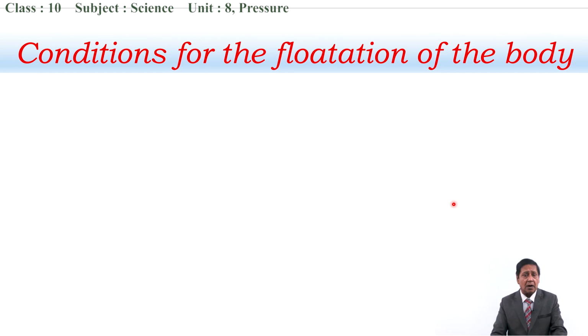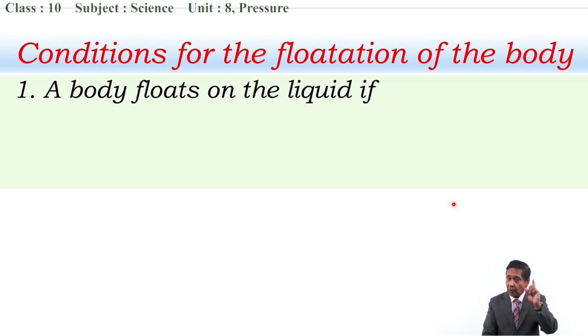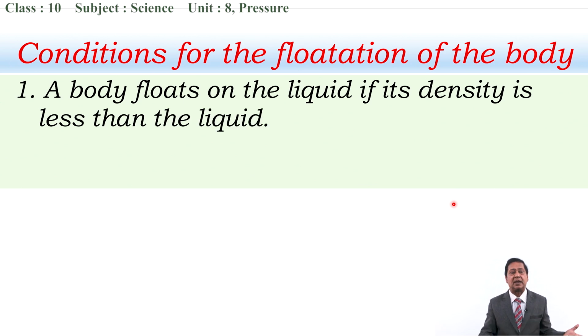In which condition does a body float on water or any liquid? Let's talk about this. The first condition for flotation is that a body floats on a liquid if its density is less than the liquid. If a body has less density than the liquid, it floats. Paper floats on water, and in the same way the wooden piece floats on water, and plastic also floats on water because their density is less than water. That's why they float on water.